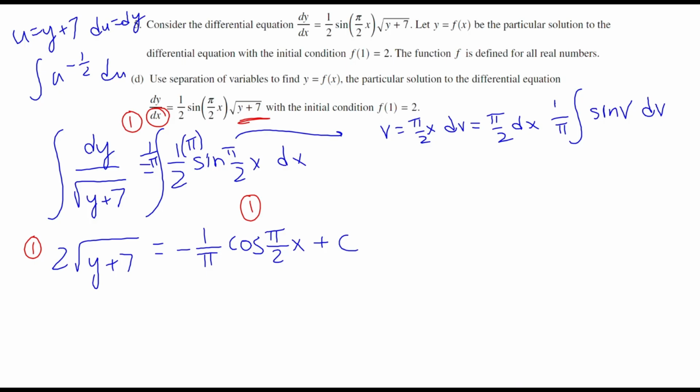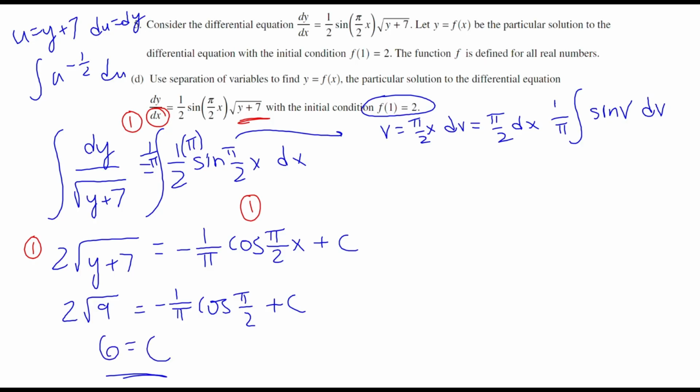To get the fourth point, you need to solve for the constant and plug it back in. So to solve for the constant, we're just going to use our initial condition that when x is 1, y is 2. So we have 2 root 9, if y is 2, is equal to negative 1 over pi cosine of pi over 2, because x is 1, plus our constant. Well, the cosine of pi over 2 is just 0, so we end up with a constant of 6.